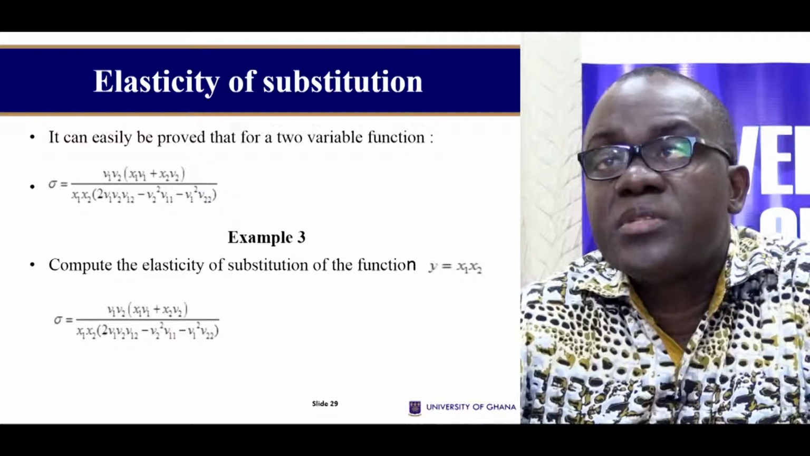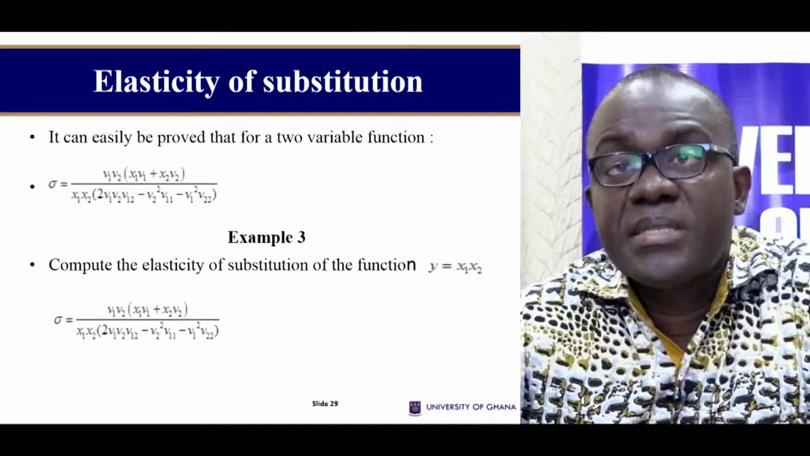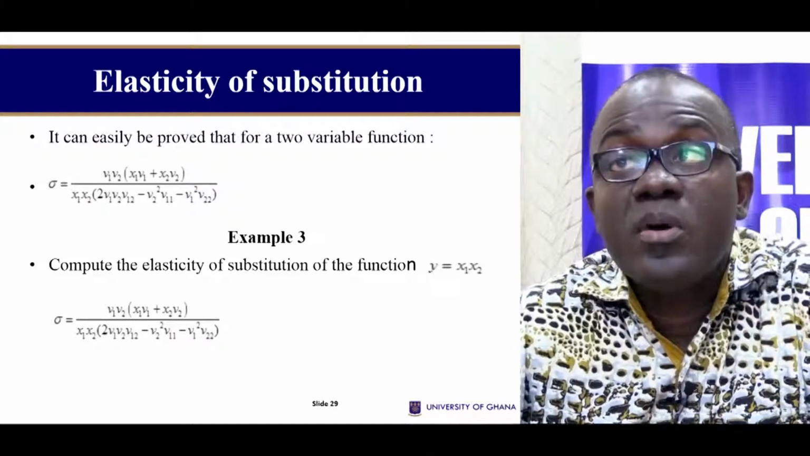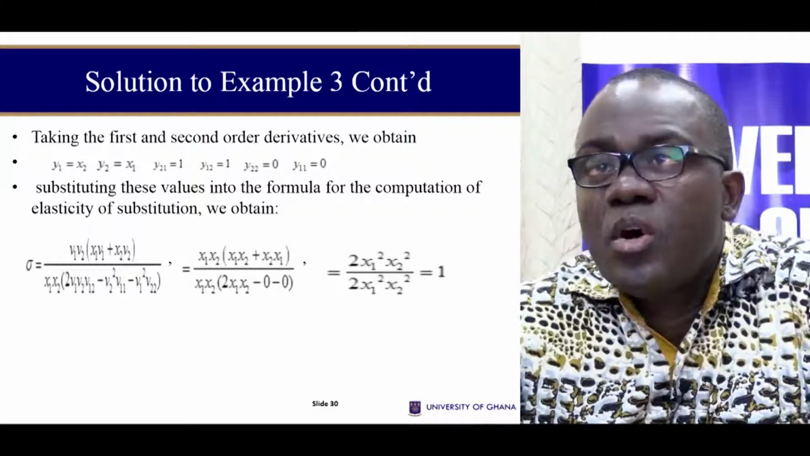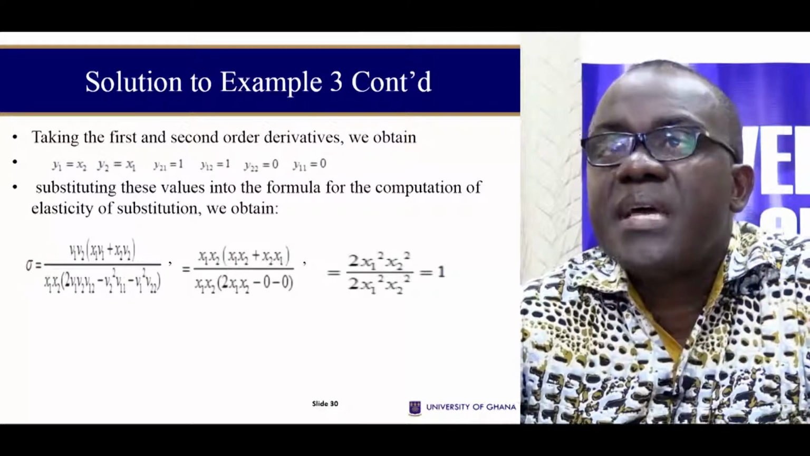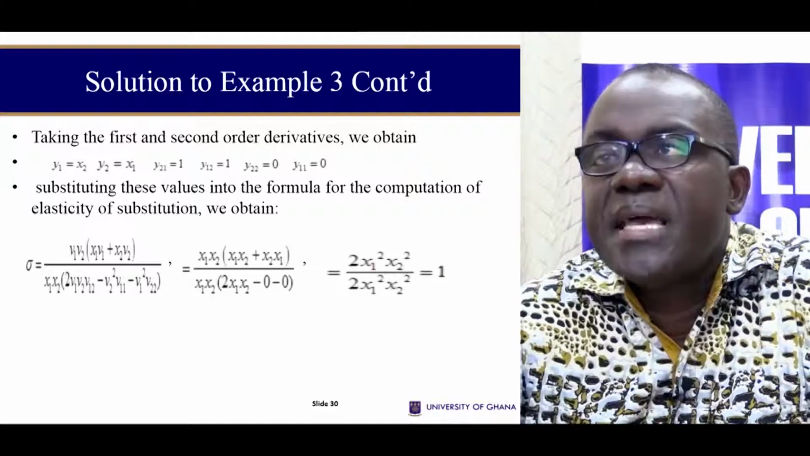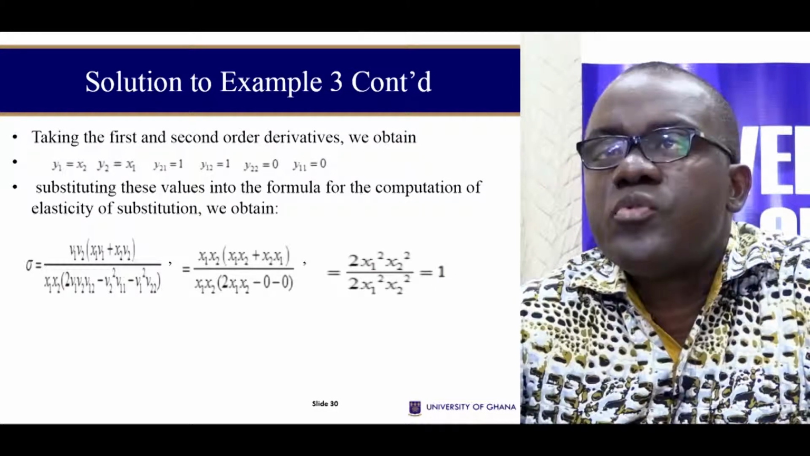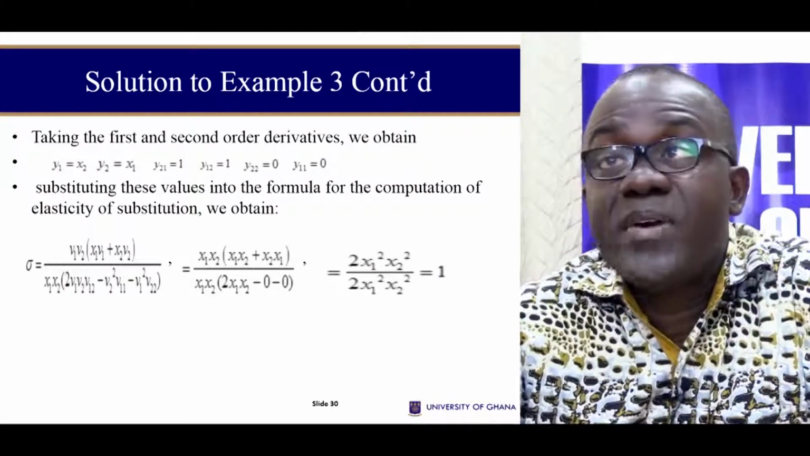So let's compute the elasticity of substitution for this simple function. We know there's a formula for calculating the elasticity of substitution for a simple function with two variables. So these are the first order derivatives and the requisite derivatives. We know this is the formula. And if we substitute using the appropriate variables that we have over here, we are going to get the elasticity of substitution to be 1. This is a very beautiful function. I will not explain why it's equal to 1.